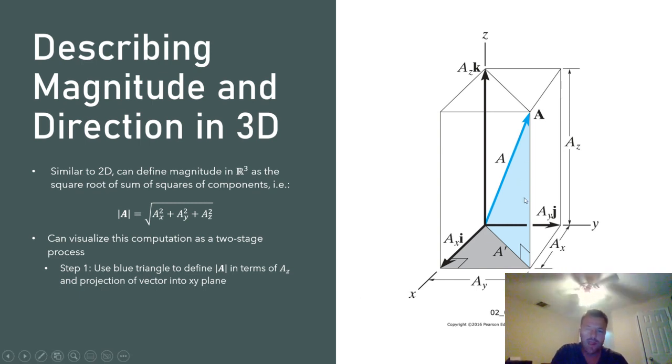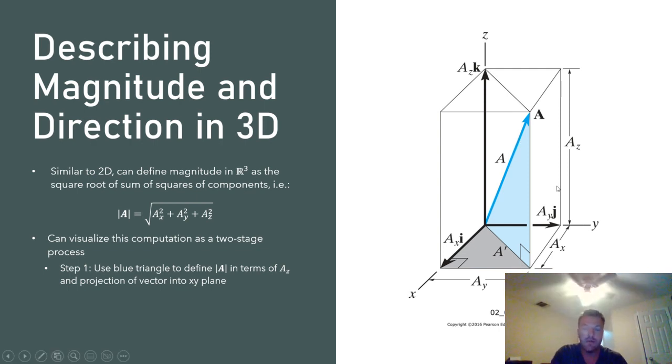If you notice this blue triangle, they're basically forming a right triangle whose hypotenuse is the actual vector itself. One of the bases is aligned along the z-axis, so it has length corresponding to the z component, az. And the other base of the triangle is in the xy plane, and its orientation is going to vary depending on what the vector is. We'll call this more formally a little bit later, but this side length that we're denoting as A prime is actually called the projection of A into the xy plane.